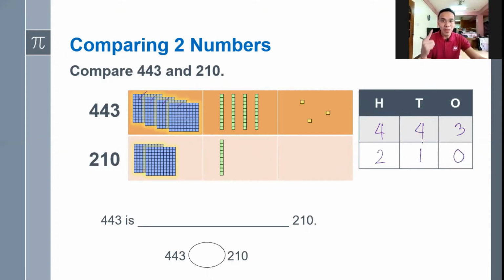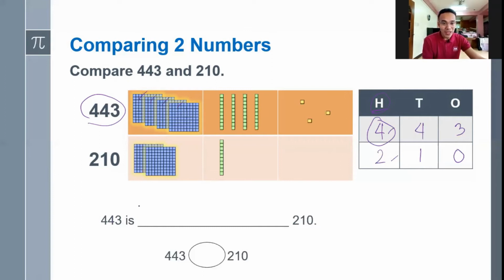Again, when you compare numbers, you start comparing the numbers in the highest place value. In this case, we have hundreds. So we compare the hundreds, 4 and 2. Between 4 and 2, which one is greater? It's 4, right? Therefore, I can say that 443 is greater than 210.